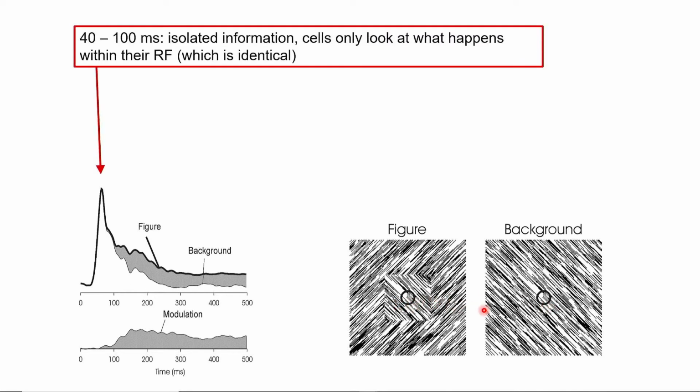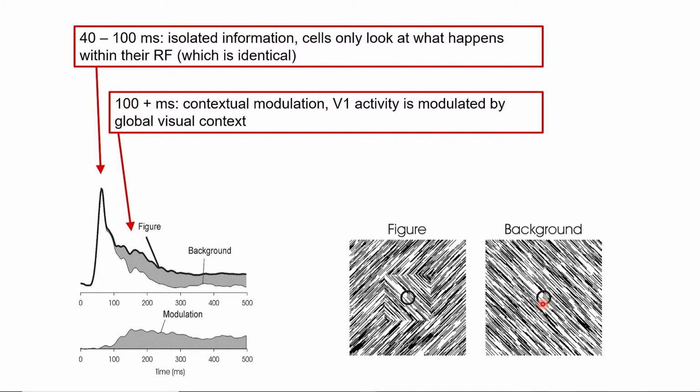indicating that until that moment in time, what these primary visual cortical cells are looking at is what is going on within that receptive field, and as that is exactly the same, the response is exactly the same. But then after 100 milliseconds, you get these modulations, in the sense that you get a bigger response for this stimulus than for this stimulus, indicating that somehow this primary visual cortex activity is then modulated by the more global visual context of these stimuli. And this is what we call contextual modulation.